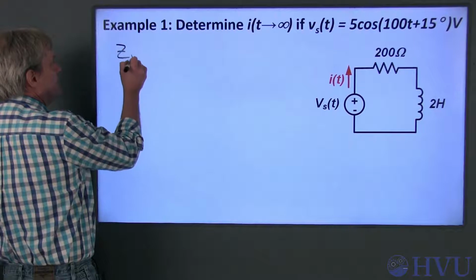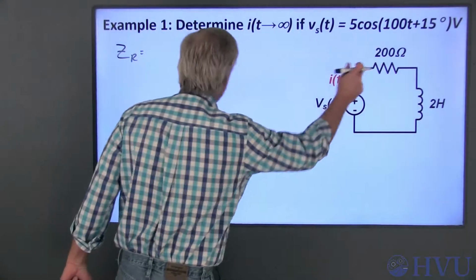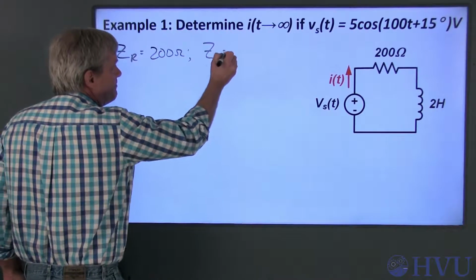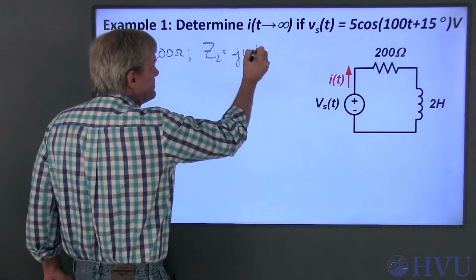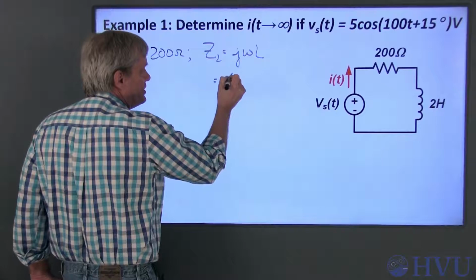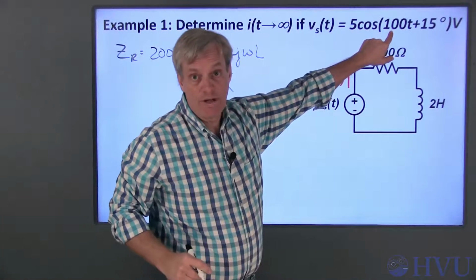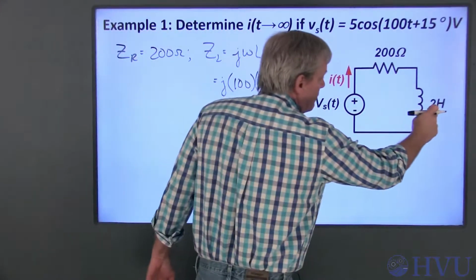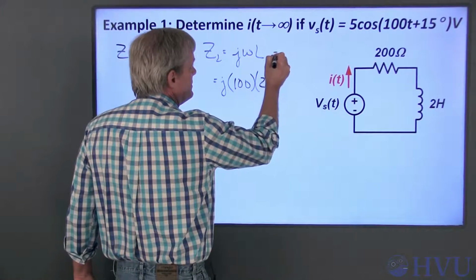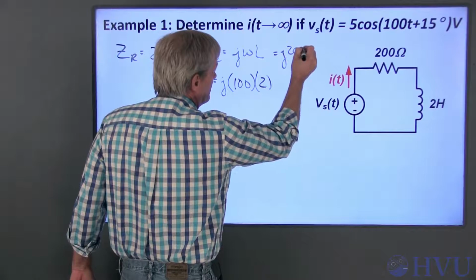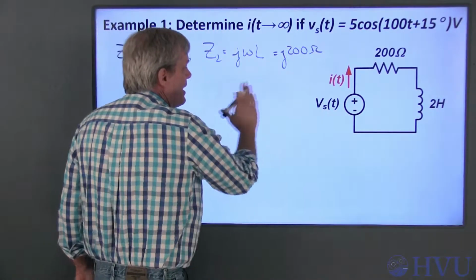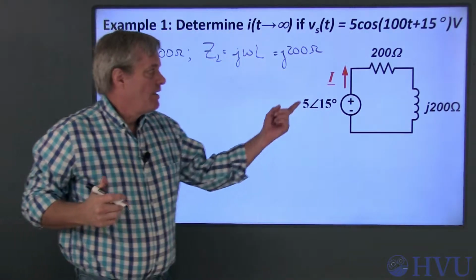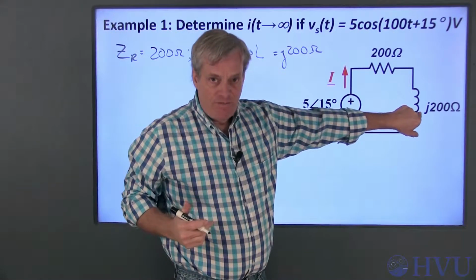For a resistor, the impedance is just the resistance, so that's 200 ohms. For an inductor, the impedance is jωL. That's j times the frequency, which is 100 radians per second, times L, which is 2 henries. So this is j200 ohms. And the frequency domain circuit becomes this. These are the impedances of these elements.